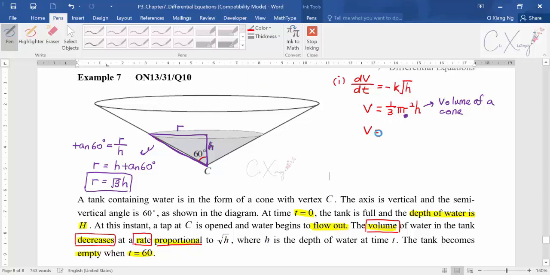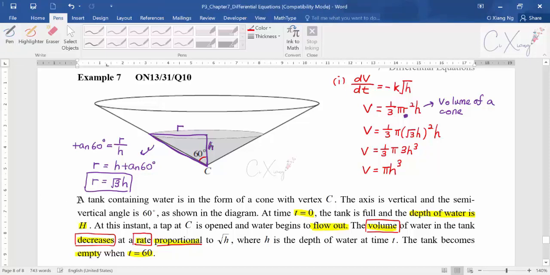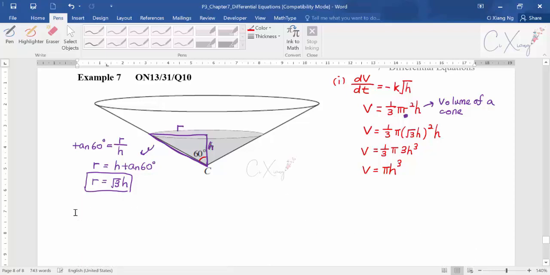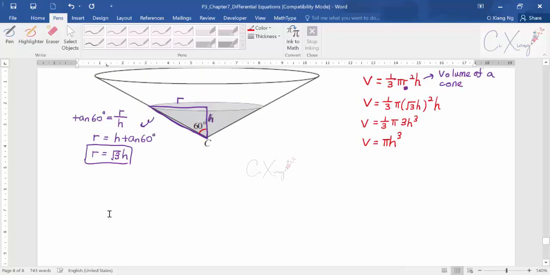Then what do I get? I will get 1 over 3 pi R squared, meaning square root 3 H squared, multiplied with H. So if I continue to simplify, I might have pi and then 3H to the power 3, and V equals pi H to the power 3. Okay, so until this step, hopefully you understand how I changed V in terms of H.